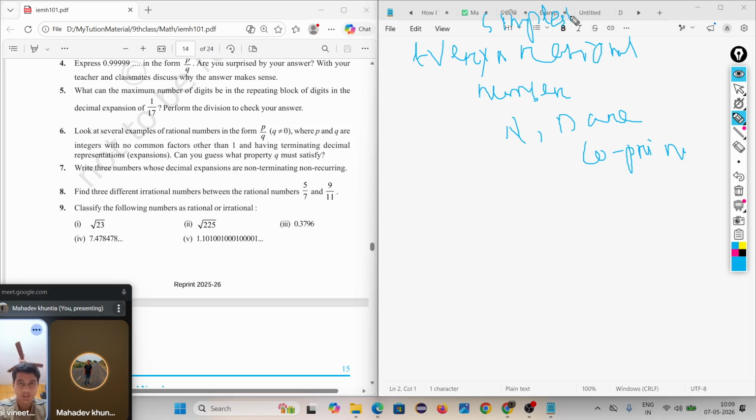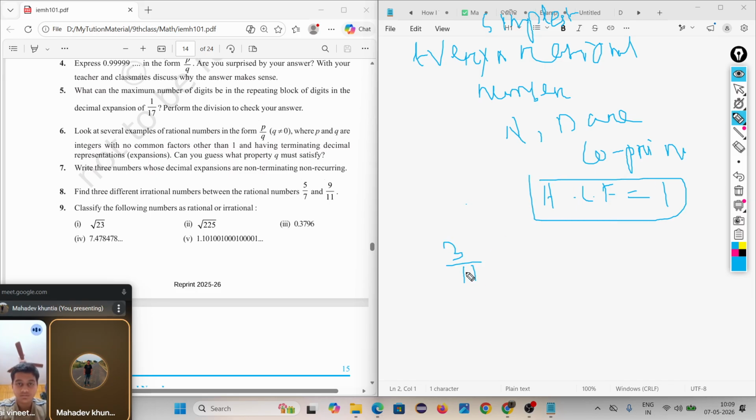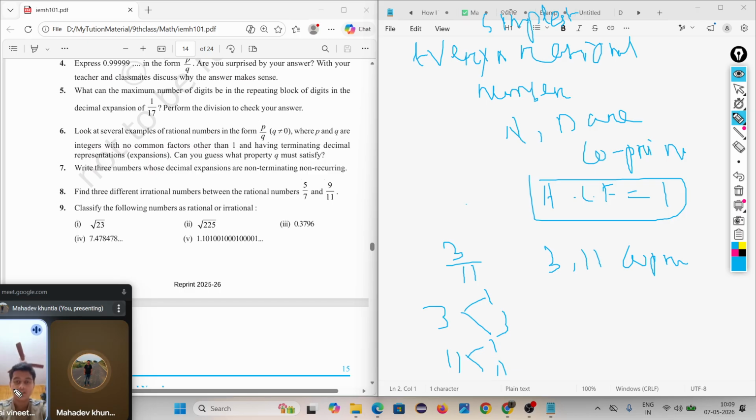What does it mean? Look, co-prime means HCF should be 1. Suppose 3 upon 11. Here 3 and 11 are co-prime, because the factors of 3 are 1 and 3, and the factors of 11 are 1 and 11. So here HCF is 1, so they are co-prime. Look at my sentence: every simplest rational number, numerator and denominator are co-prime.